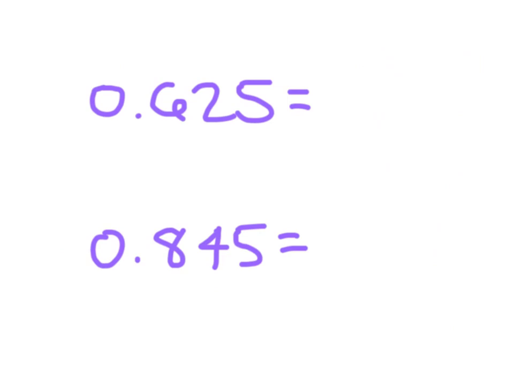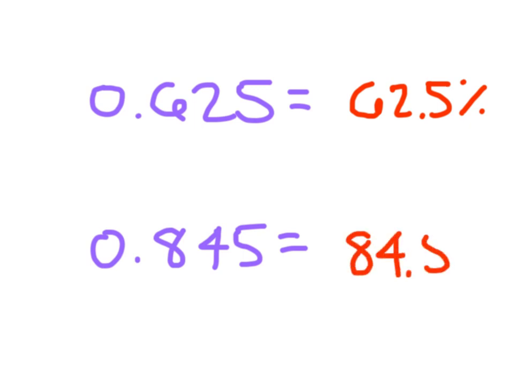If I got these as my answers here, what would the percentages be? Looks like we actually just move it a couple places here. So we've got 62.5%. For that other one there, what percentage would we get? Right, 84.5%.